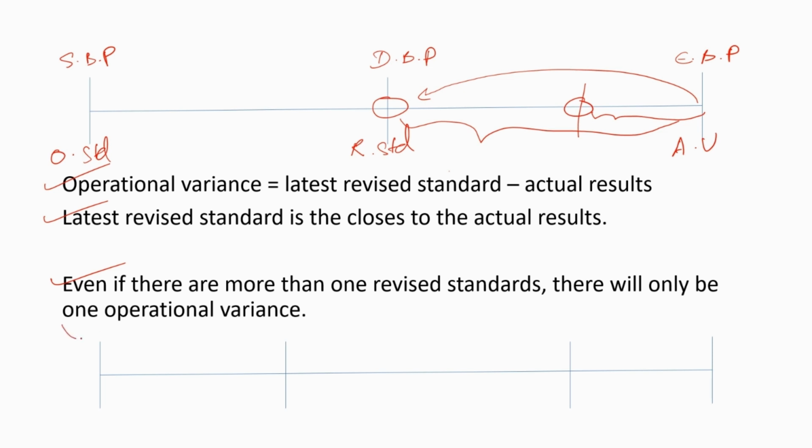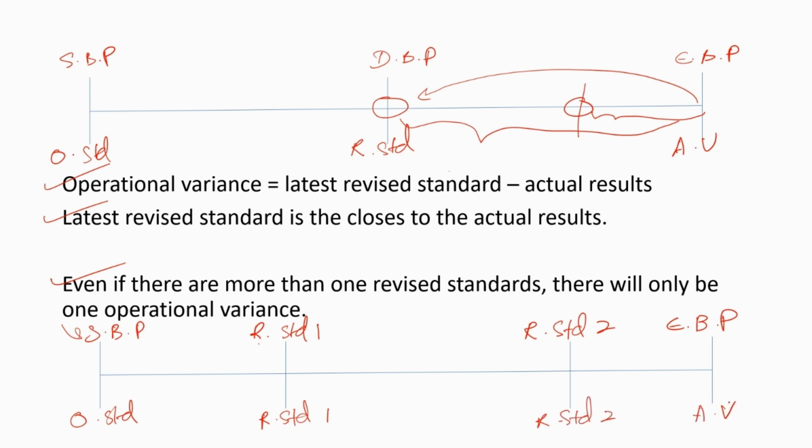Let's consider this example. This is the start of the budgetary period. This is revised standard 1, and then they have done another revision. So this will become revised standard 2, and this is the end of the budgetary period. So we have original standards here, revised standard 1 here, revised standard 2 values here and actual values here. Even though there are two revisions, there will be only one operational variance, which is this.